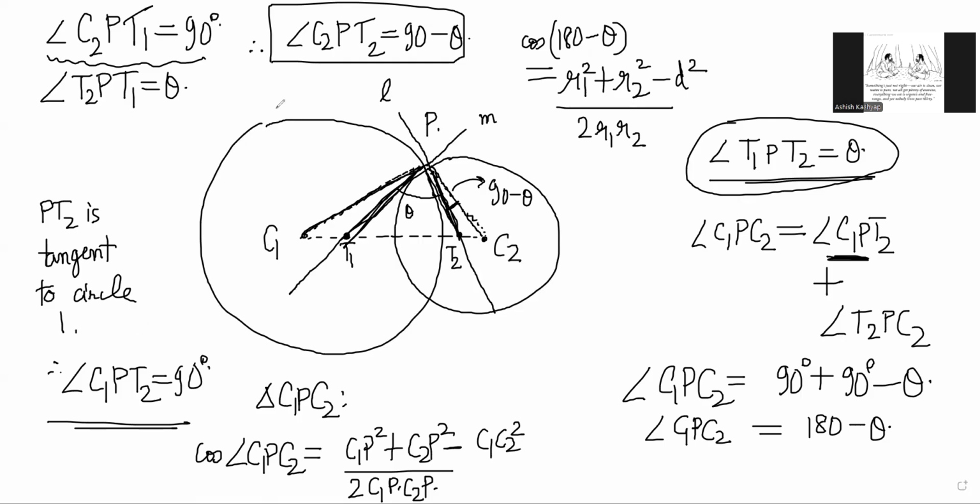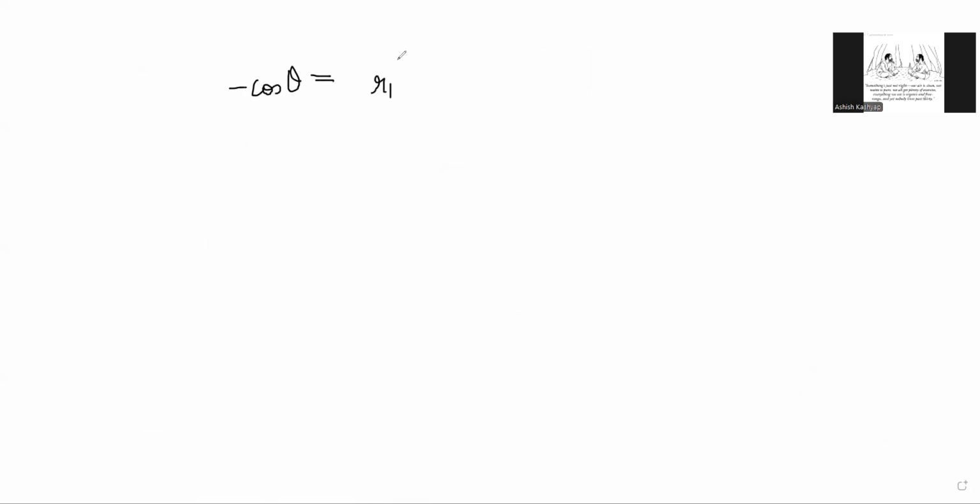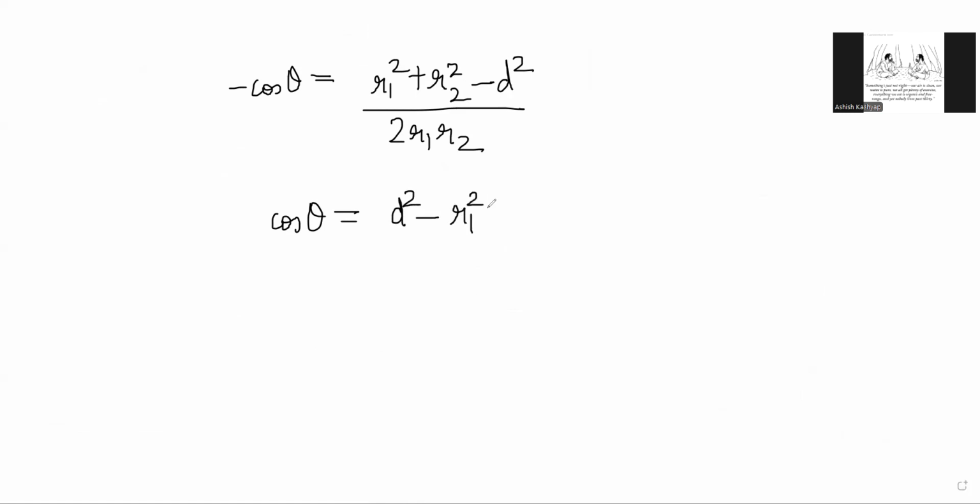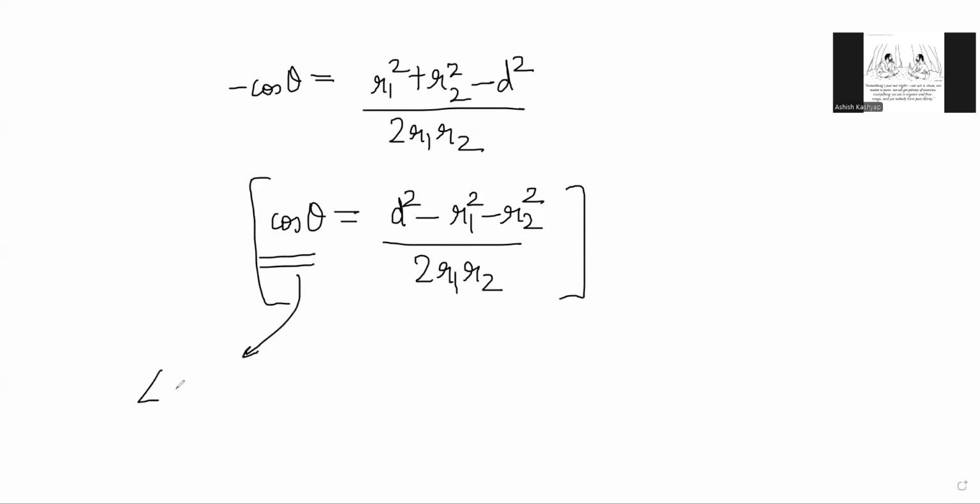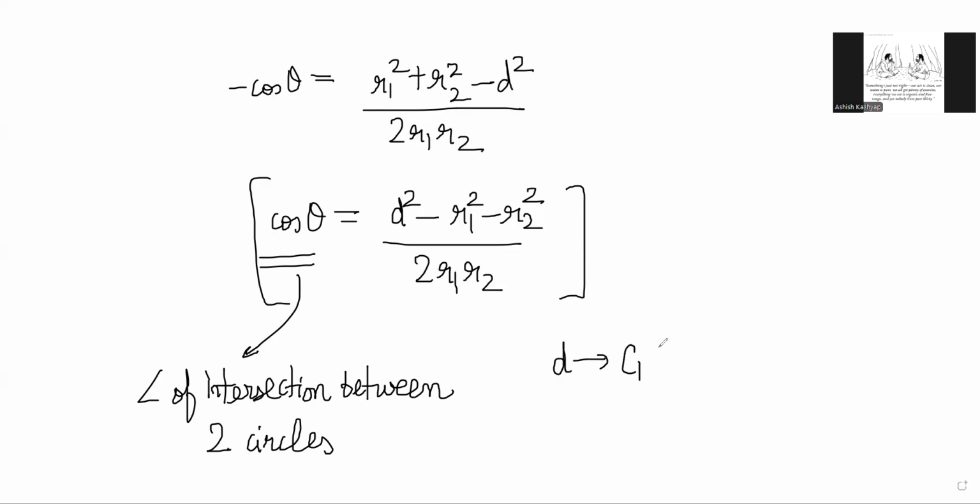So therefore, I am getting minus cos theta is equal to R1 square plus R2 square minus D square by 2 R1 R2. And therefore, cos theta is equal to D square minus R1 square minus R2 square by 2 R1 R2, right? This relation gives us the angle of intersection between two circles. Angle of intersection between two circles. And here D stands for the C1 C2 distance between the centers and R1, R2 are the radii of the two circles. Now think about it.